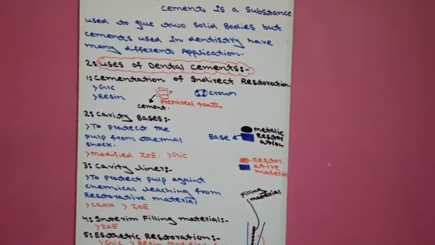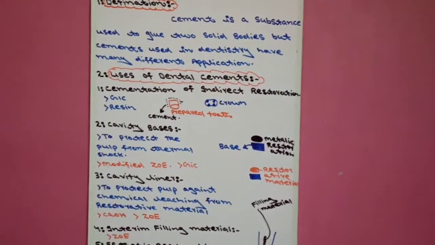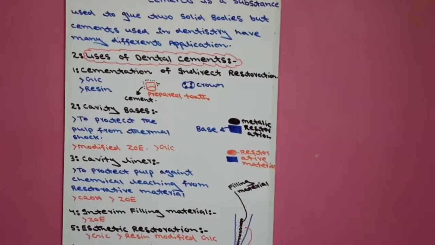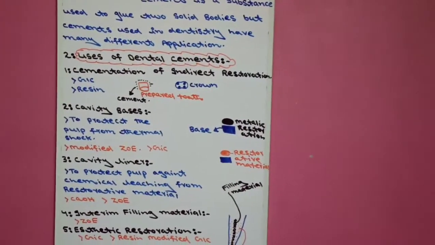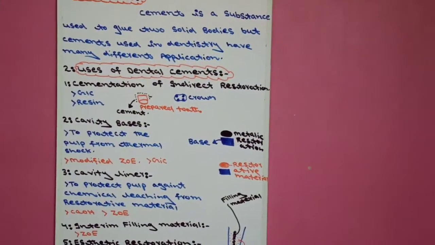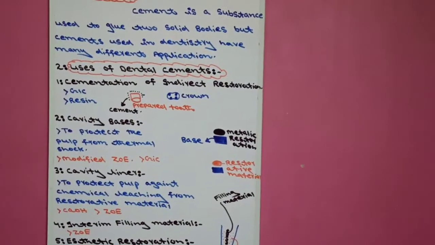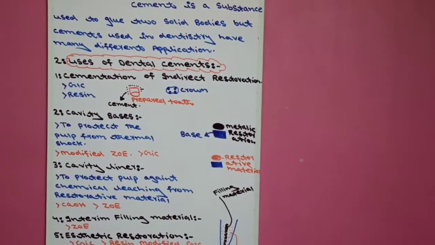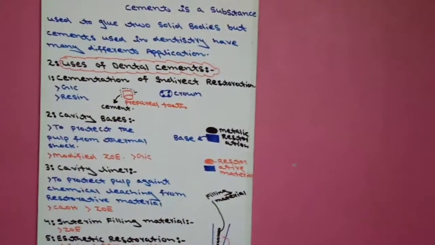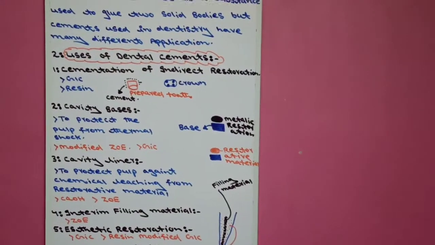In indirect restoration, we prepare the tooth chair side, in the ward, and we take an impression of this prepared tooth and send this impression to the lab. In the lab the technician makes the crown from this impression and sends the crown back to us, and we cement this crown on the prepared tooth.